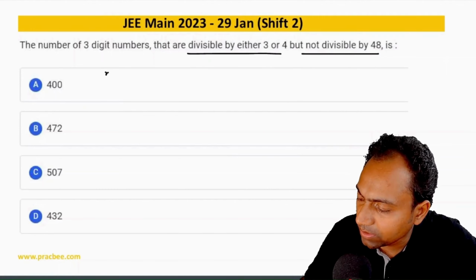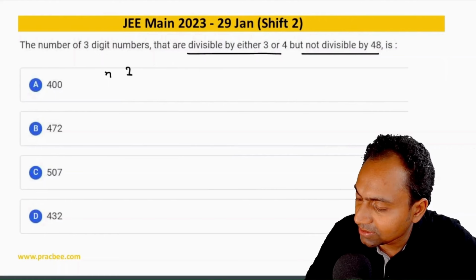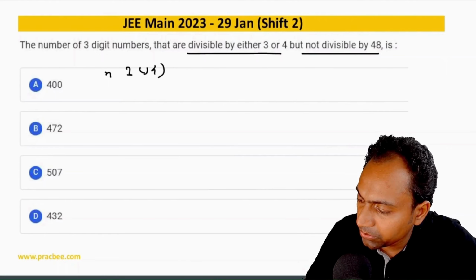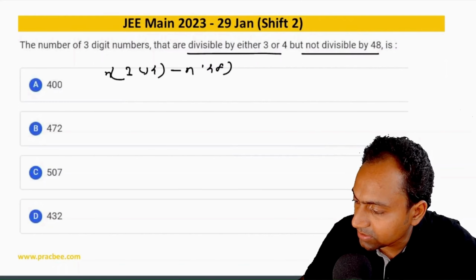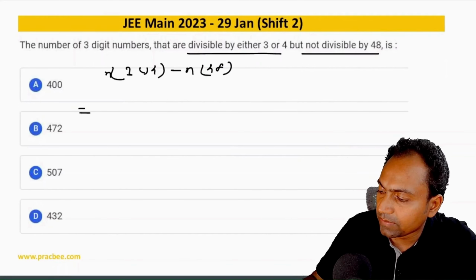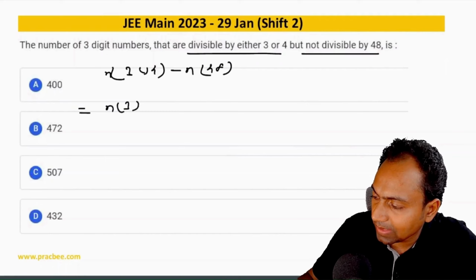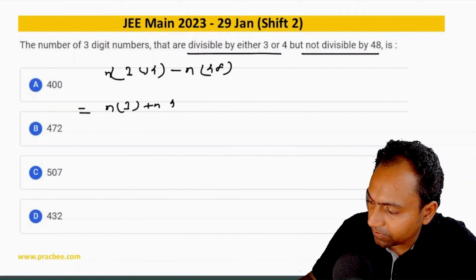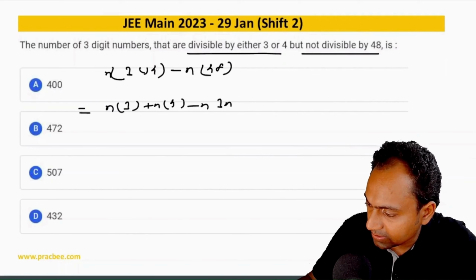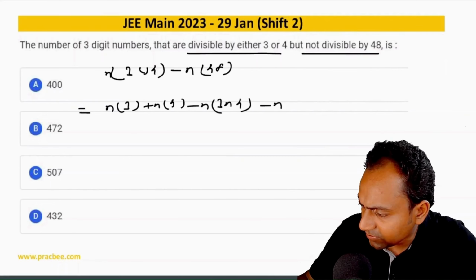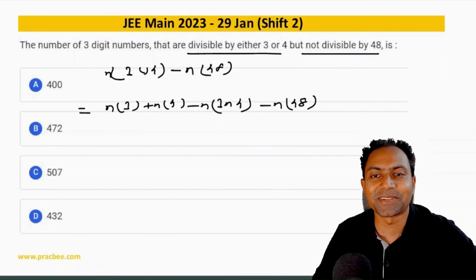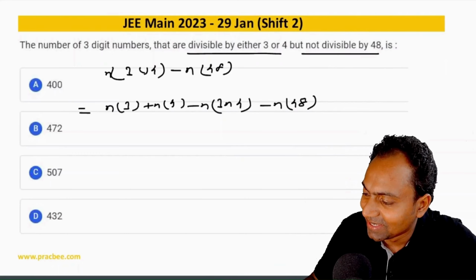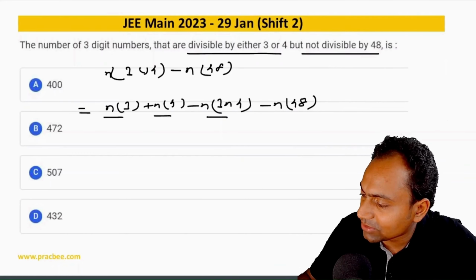So what we want is the number of elements in A, where A is the set of 3-digit numbers divisible by 3, union the set of those divisible by 4, minus the number of 3-digit numbers divisible by 48. Now here we can use n(A) plus n(B) minus n(A intersection B). In mathematics, we also call this the inclusion-exclusion principle, but I always prefer to use set theory rather than complicated principles. So now let us find all of these values, substitute and get the answer.